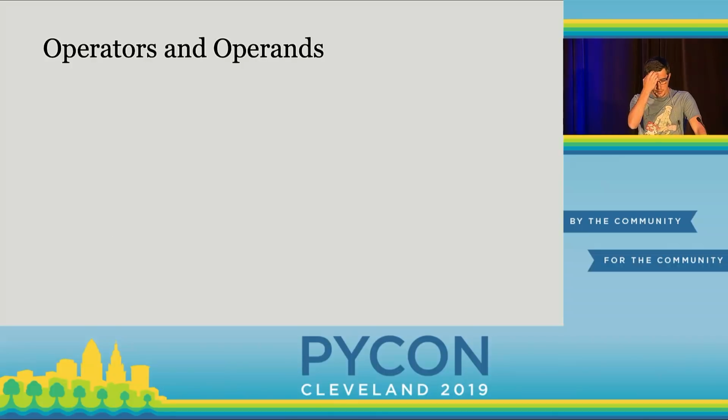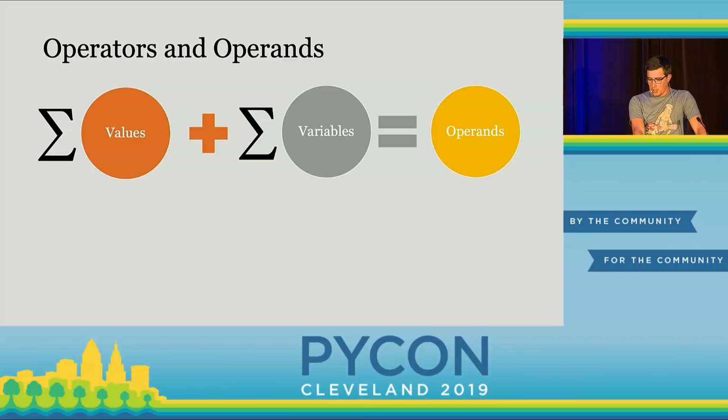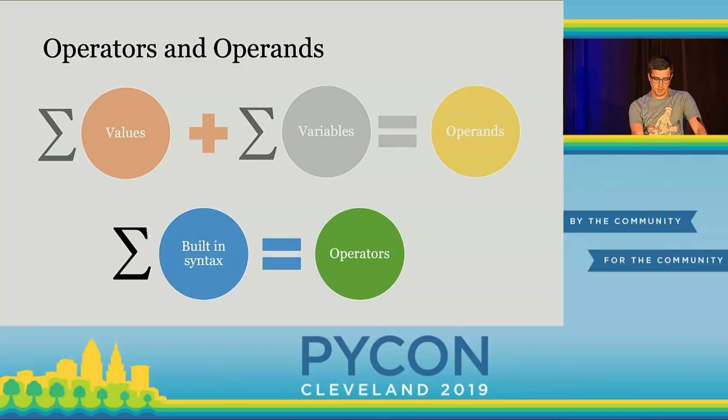Okay, so let's introduce two things. There's a value called operands. Operands is the sum of the values you've used and the sum of the variables you've used. So the number 1, or a string constant, would count as a value, and a name would count as a variable. If you add all of those up, you get operands. If you add up the amount of built-in syntax you've used in the application, that's called operators.